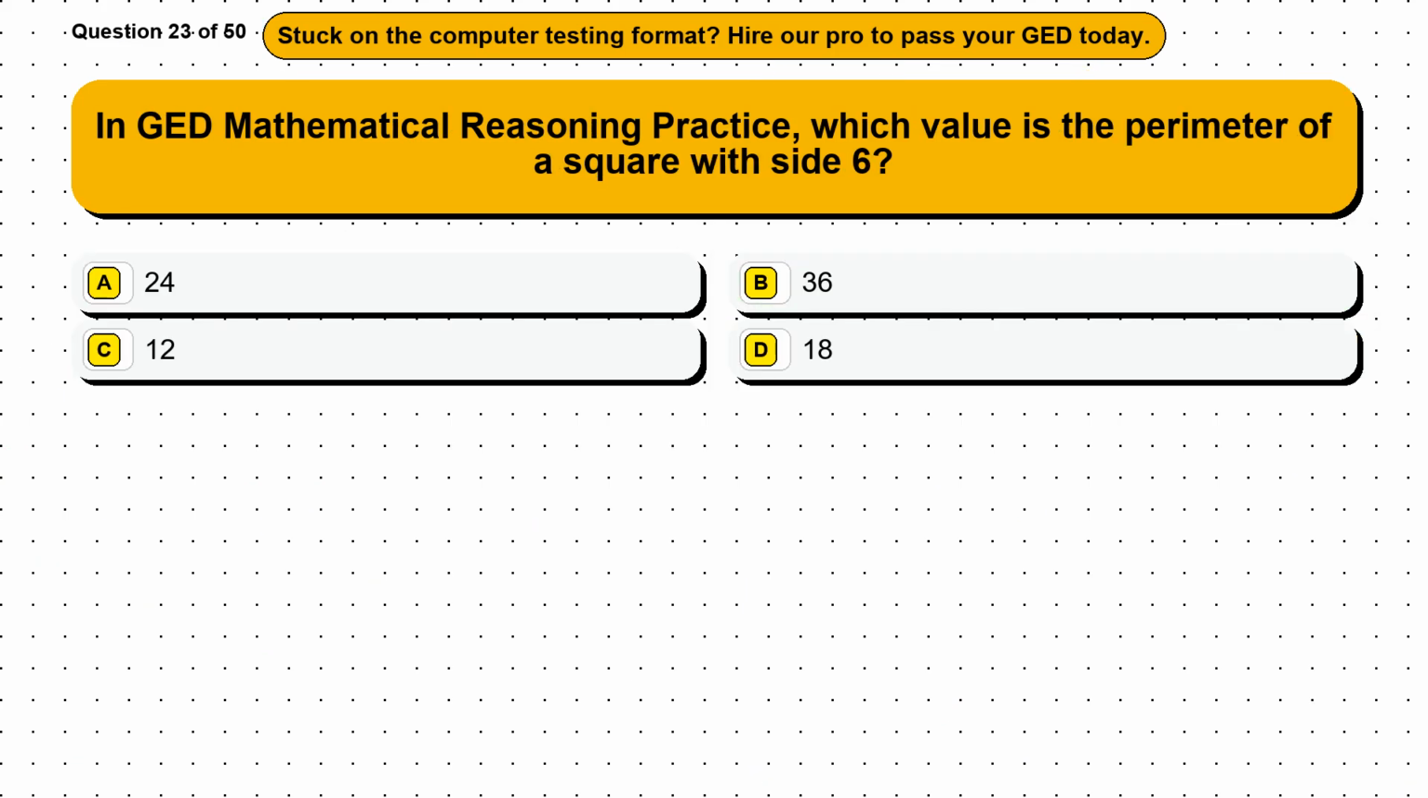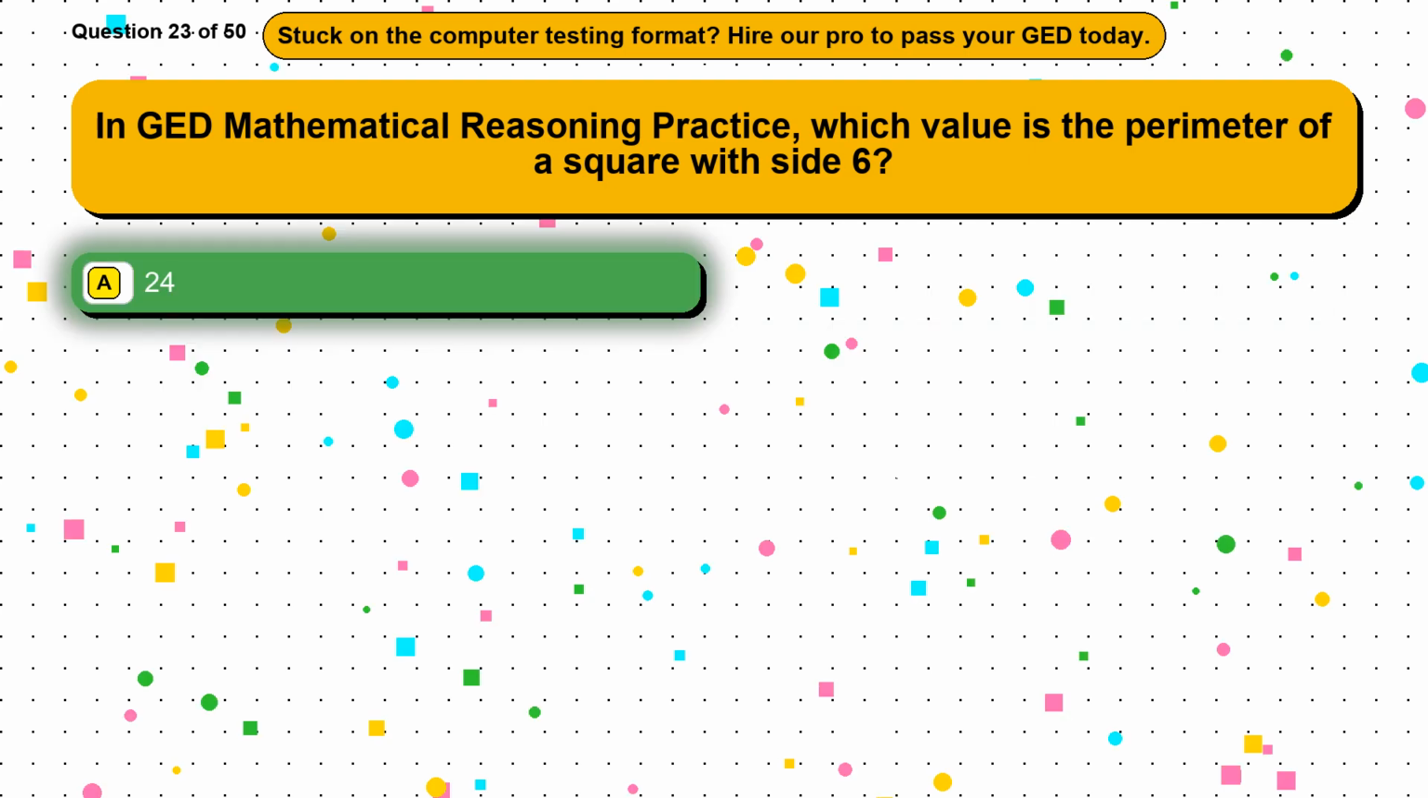Question 23. In GED mathematical reasoning practice, which value is the perimeter of a square with side 6? Option A 24. Option B 36. Option C 12. Option D 18. The correct answer is option A, 24.